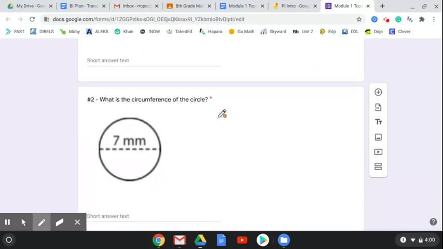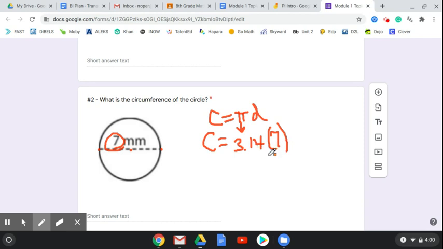Number 2, what is the circumference of the circle? So circumference equals pi times diameter. Notice how I write that formula down before I start going about solving the equation. So my circumference is equal to pi, let's use 3.14 for pi, times the diameter. It looks to me like from one edge of the circle to the other edge of the circle through the center, okay, that is the diameter. 7 is the diameter, so I'm going to plug that in for D. I'll do 3.14 times 7 in my calculator, and I would get 21.98.